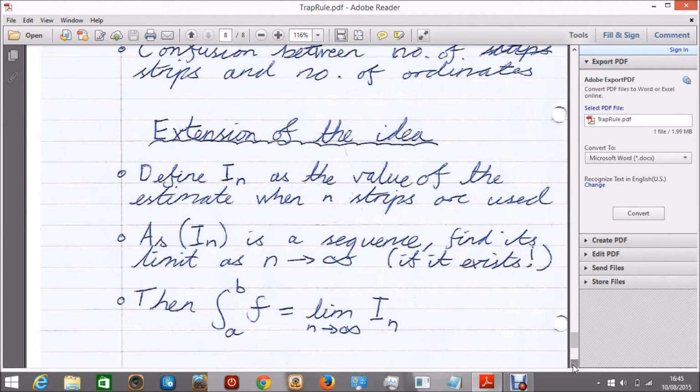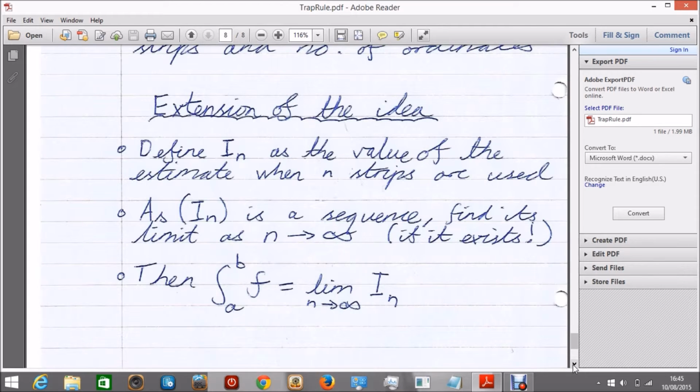Right, extension of the idea. Define In as the value of the estimate when n strips are used. That's fair. And then that will give you a sequence of real numbers. And so assuming it has a limit, and you can find it, then that will give you the exact value of the integral.